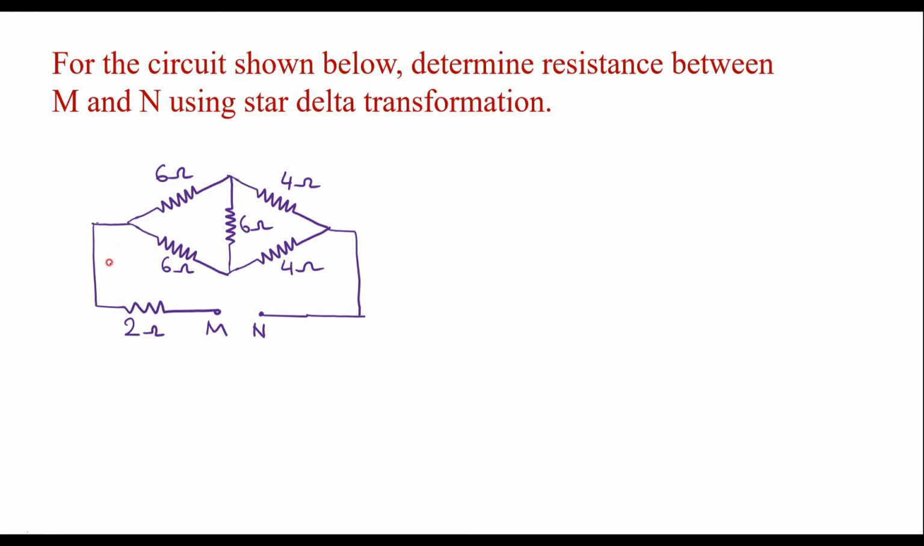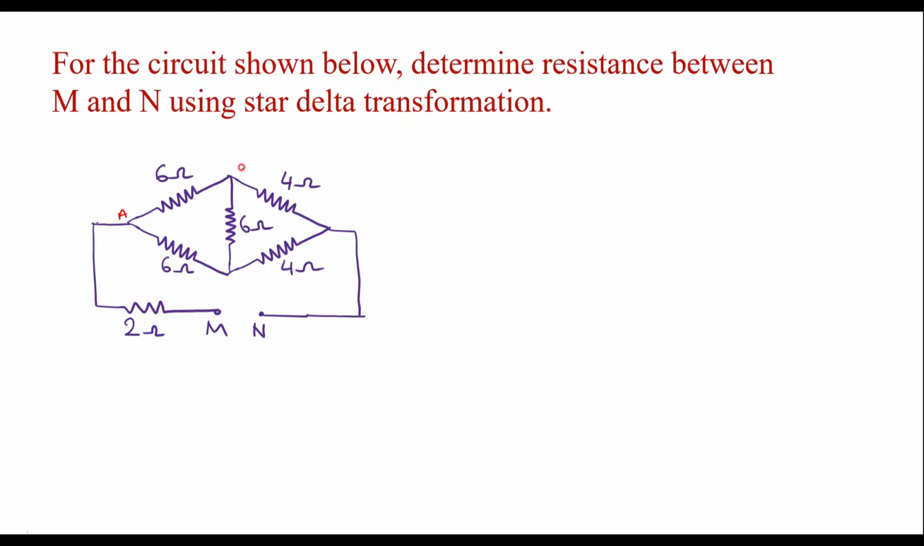Consider one example on star-delta transformation. For the circuit shown below, determine resistance between M and N using star-delta transformation. This is the given circuit. Here, no resistors are in series, and no resistors are in parallel. So to simplify this circuit further, we must apply star-delta transformation.